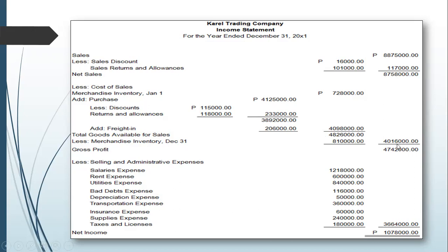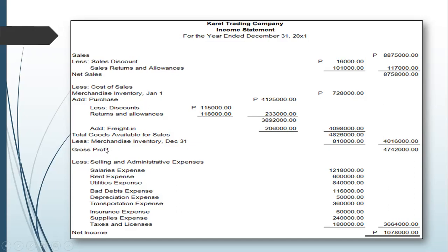Okay? So, 4,016,000 na merchandise inventory, ililess po natin dito sa net sales. Okay? So, kaya dapat alam niyo po kung paano sila magtatapat. Kaya mahalaga po naka-column sila para alam niyo kung paano niyo siya i-compute. Okay? So, net sales mo, 8,758,000, less mo yung merchandise inventory noong December 31, so 4,016,000, a total of 4,742,000. Ito po yung gross profit.